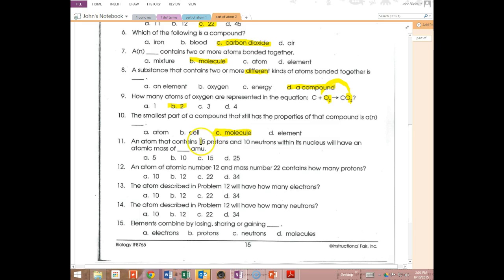An atom that contains 15 protons and 10 neutrons will have an atomic mass of... well, you add them up and you get 25. The atomic number is 12, and the atomic number is the same as the number of protons, so 12 is 12.